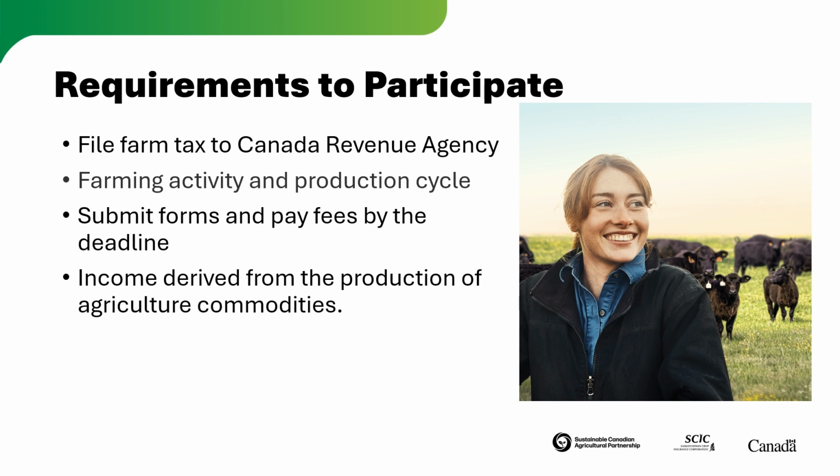Anyone who is new in participation and joining the program, you will have 30 days after your enrollment notice is issued to pay that fee without any penalty. After those 30 days, then the penalty is assessed, and it's a 20% penalty that is added to the fee amount. And then the final requirement is you need to be deriving your income from the primary production of agricultural commodities like grain, honey, livestock.